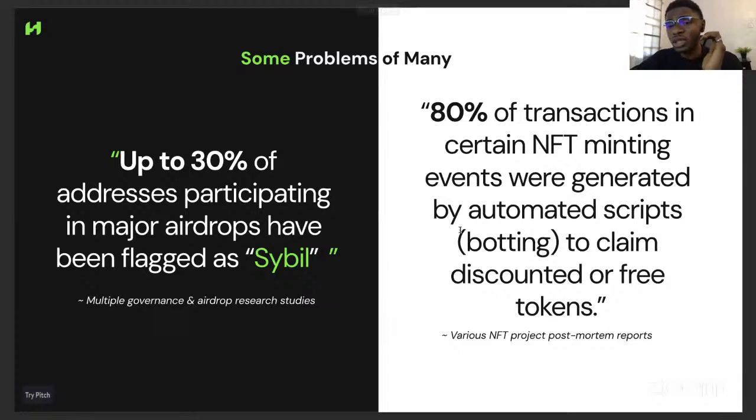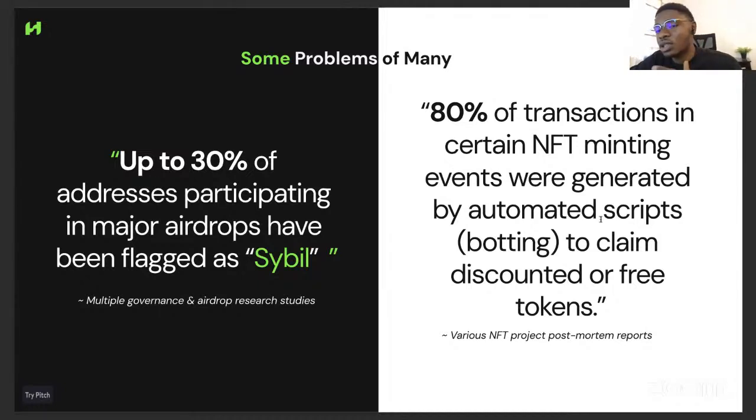So here are some of the problems that we've observed in the Web3 market space. Up to 30% of addresses participating in major airdrops have been flagged as Sybil. Alongside, when we talk about NFT minting, 80% of transactions in NFT minting are generated by automated scripts to claim discounted or free tokens, which leaves the real human hopeless of earning something potential, right?